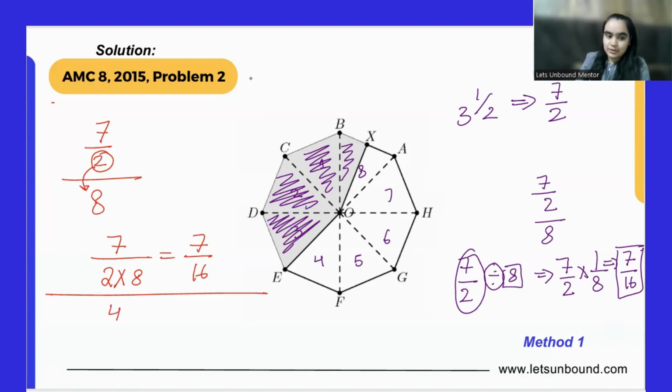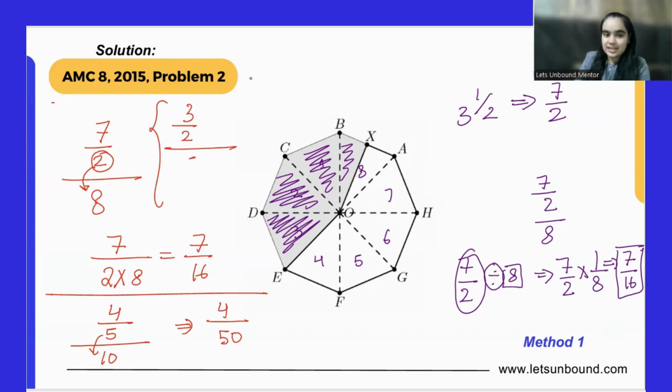So for example, we are having a question 4/5 divided by 10, let's say. Again, we can shift this 5 in the denominator, in the bottom. So it will become 4/50, 5 times 10. So try this question: 3/2 divided by 7. What do you think? What is going to be the answer for this one? Let me know in the comments below.